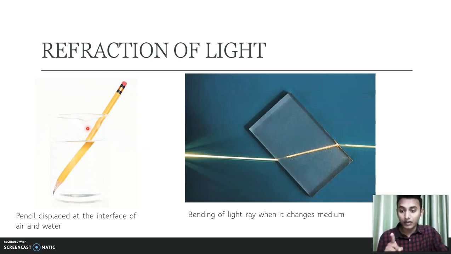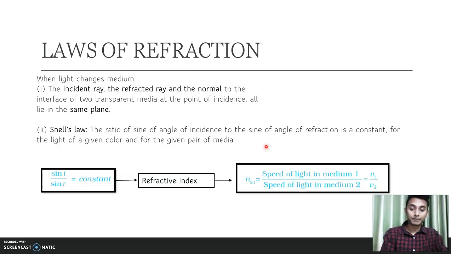In this example, from air to glass. In this example, from air to water. In this example, from air to glass. So this is the bending of light when it changes medium. This property of light, this phenomenon which it shows, is called refraction.